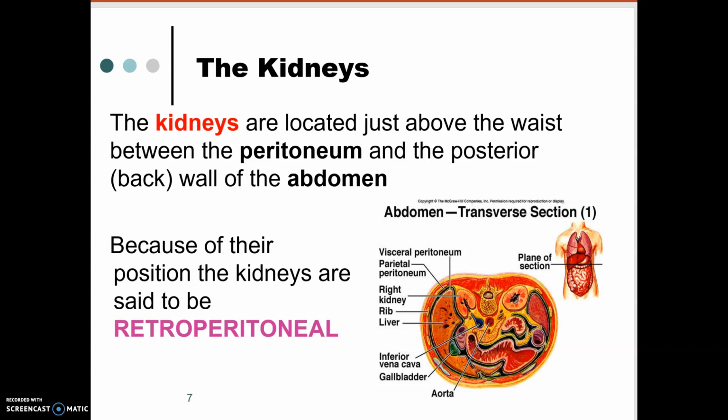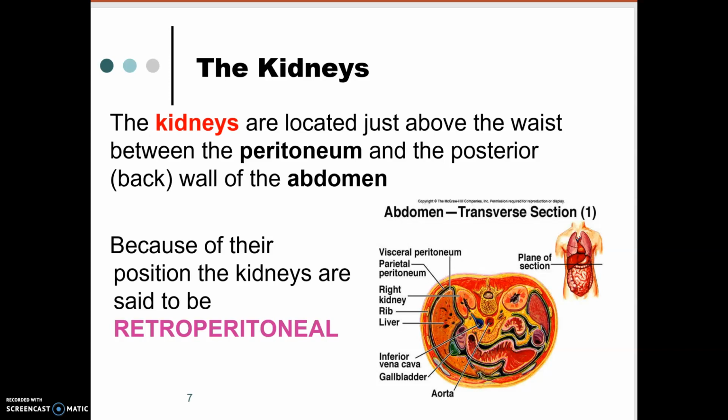Okay, so the kidneys are what we call retroperitoneal, and we call them that because of their position, where we find them. We find them just above the waist, towards the rear, towards the posterior of the back, and it's between the peritoneum and the wall of the abdomen.